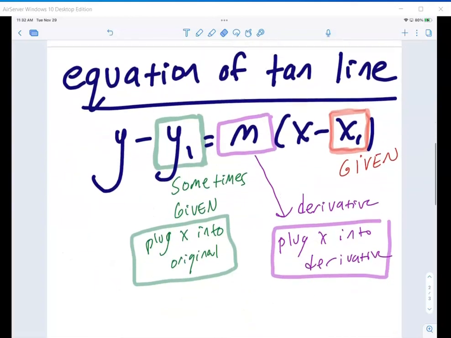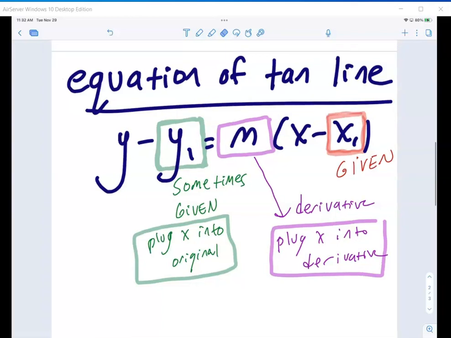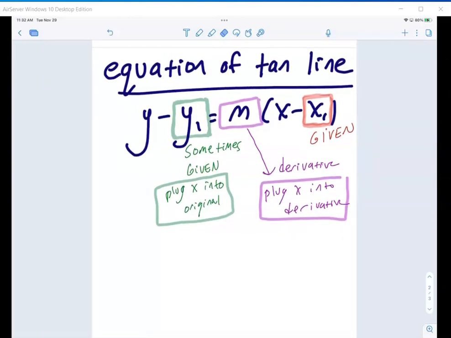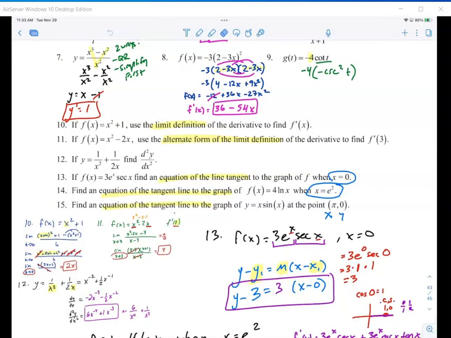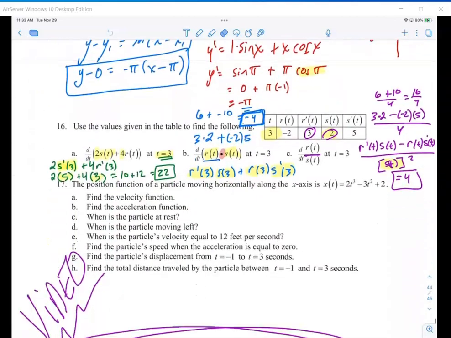This is very important. Equation of a tangent line. Whenever you guys see that, you go y minus y1 equals m times x minus x1. x1 is always given. y1 is sometimes given. If not, you plug x into the original to find it. And m is you plug x into the derivative. Okay, we'll make a few more notes as we go through here. Okay, so we did all that.